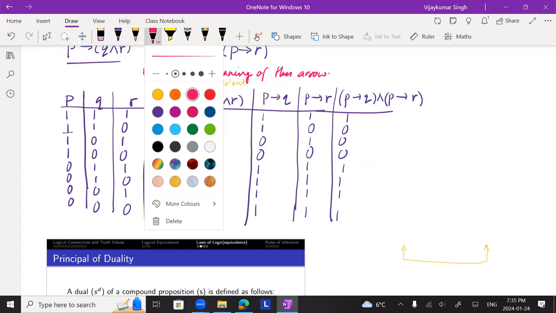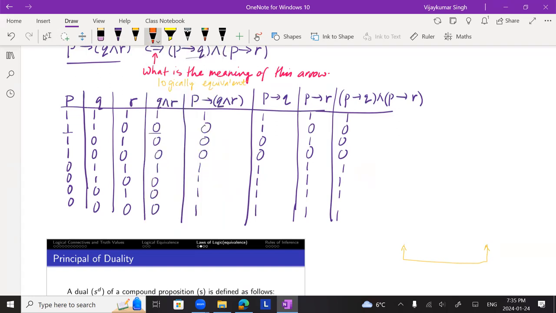So these two tables are the same. So that means we have proved what we wanted to prove. Therefore, P implies (Q and R) is equivalent to (P implies Q) and (P implies R).